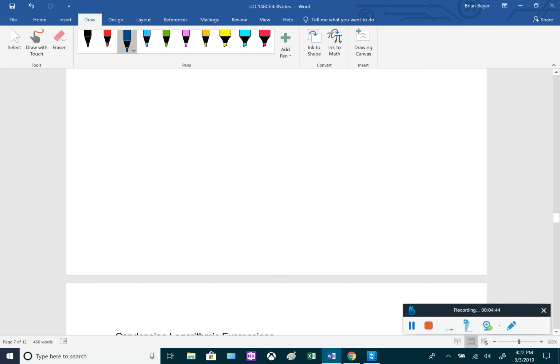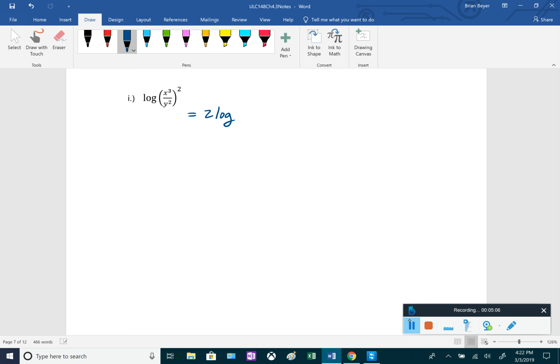Okay, and the last one, we have log of x cubed over y squared, all to the second. So we have two options here. We can either use the power rule right away on that 2, or we can give the exponent of 2 to the numerator and denominator and make sure we're using our exponent rules correctly. I'm just going to use the power rule first. So it's going to be 2 log of x cubed over y squared.